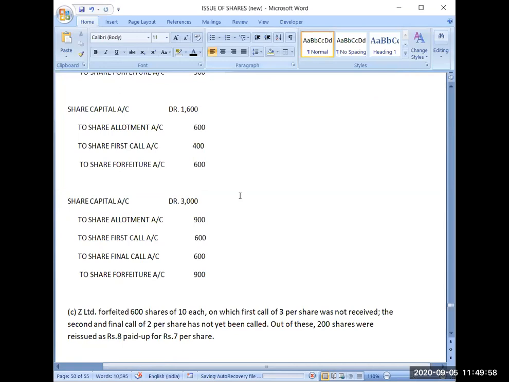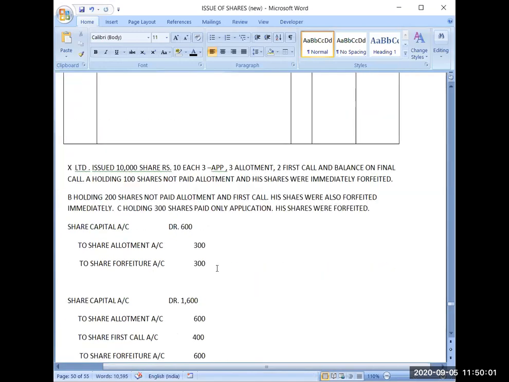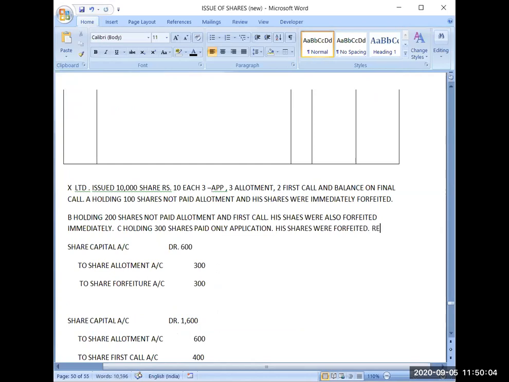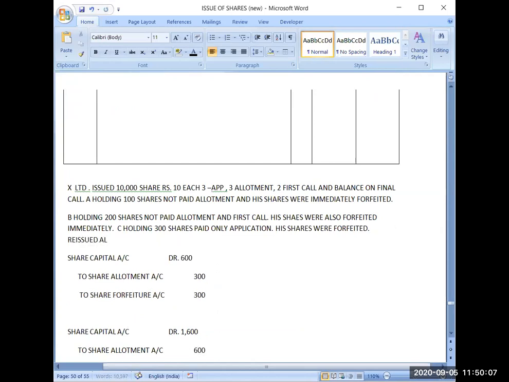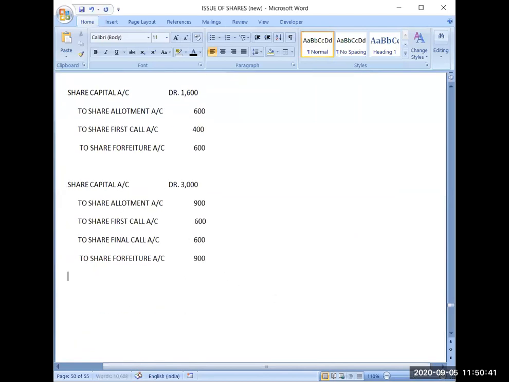And now if I want to reissue it, suppose I have reissued all the shares for rupees 9 per share, as fully paid up. So now what will be the entry for reissuing? The reissuing entry will be combined.